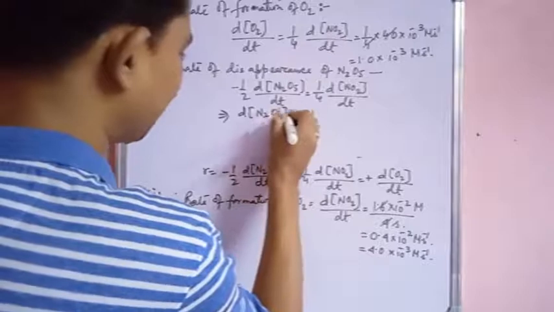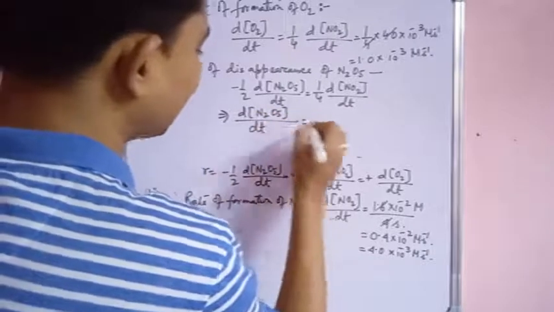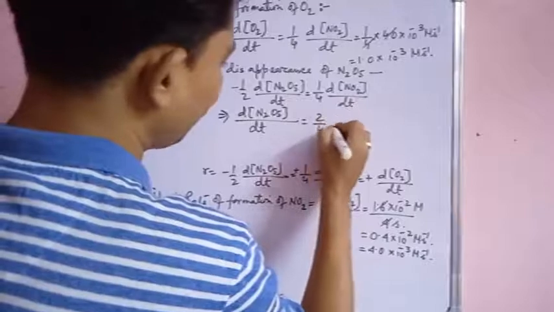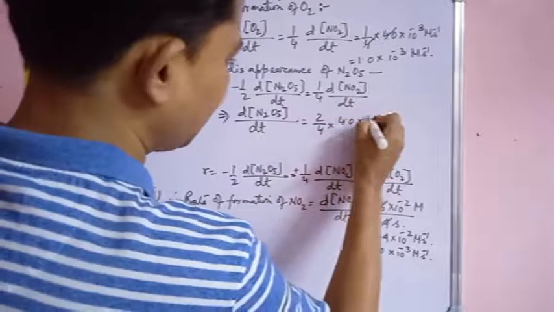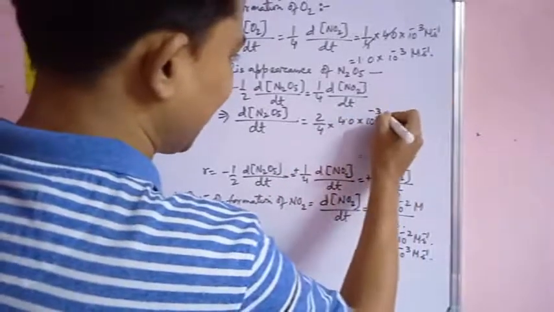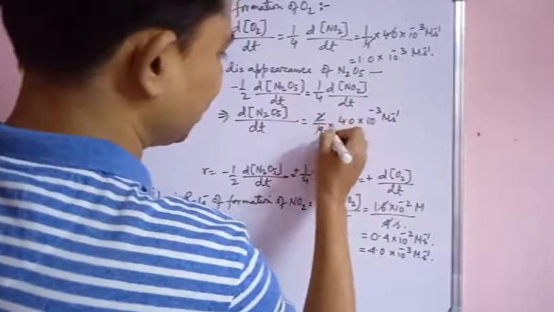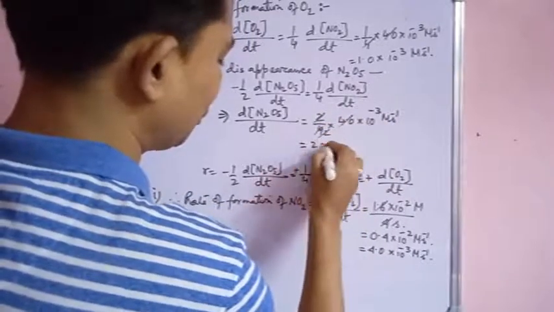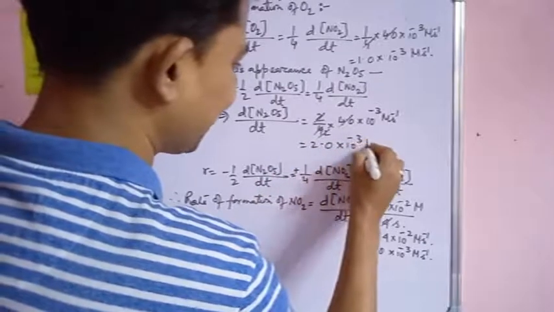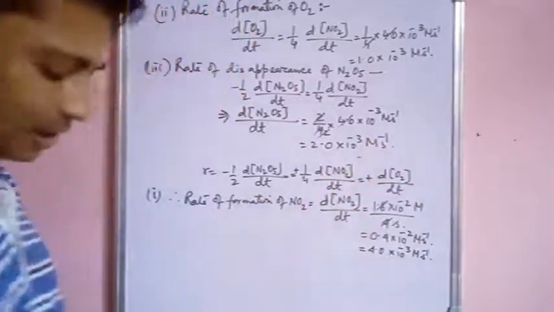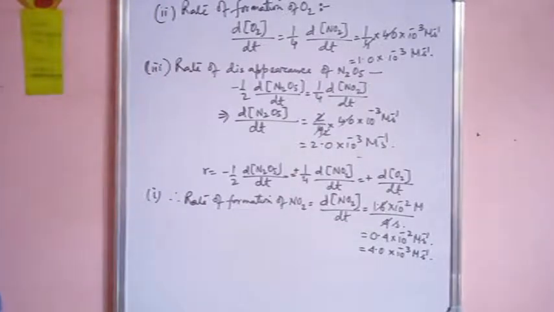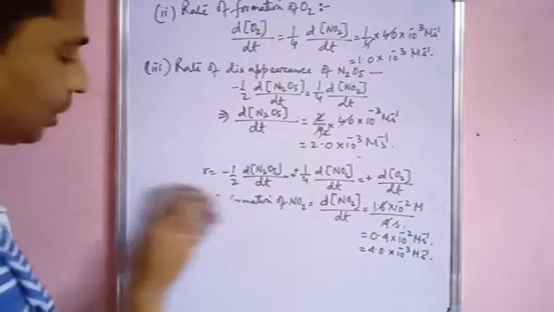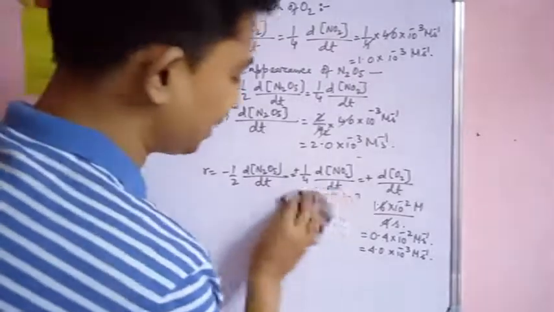Now we are going to do the final calculation. So what I did is remove the sign. So it is 2 by 4 into dNO2 by dt, which is 4.0 × 10⁻³ M per second. So that is equal to 2.0 × 10⁻³ M per second. Now the fourth question was the rate of reaction, that is, the final rate of reaction.